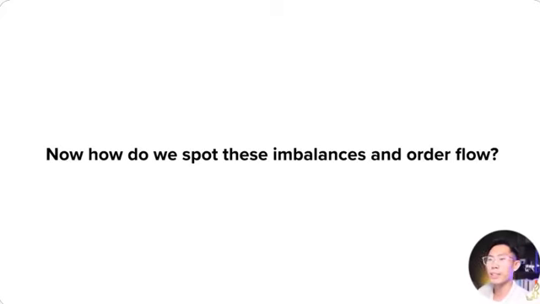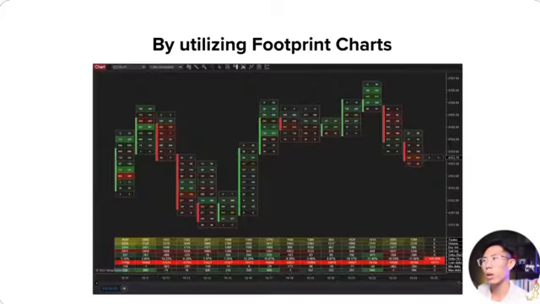Now, how do we spot these imbalances in order flow? By utilizing footprint charts, right? And that's what we're going to talk about next.